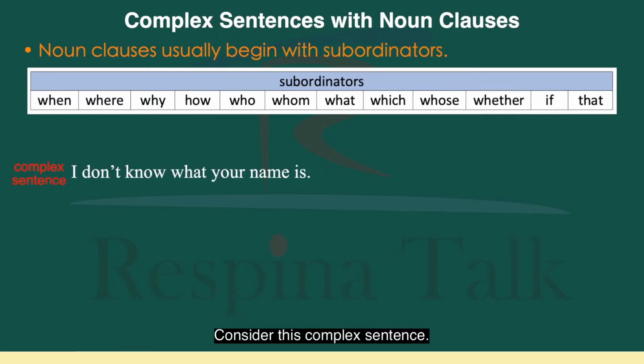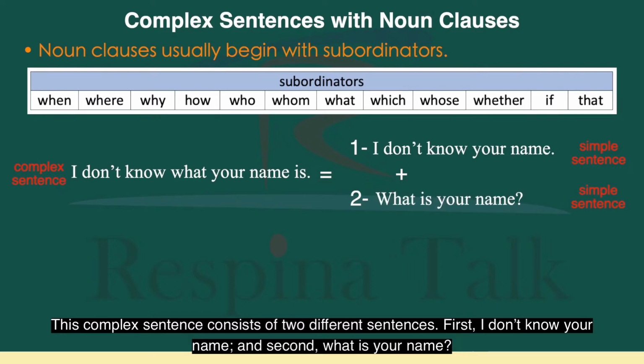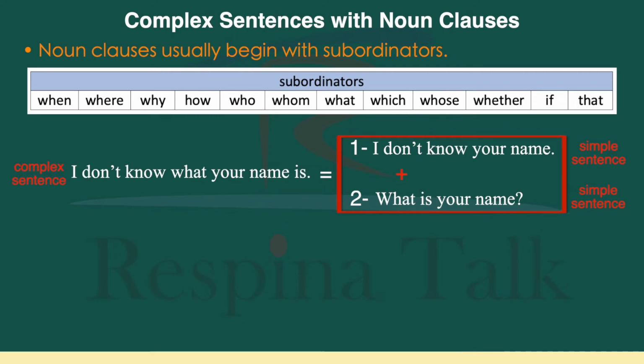Consider this complex sentence. I don't know what your name is. This complex sentence consists of two different sentences. First, I don't know your name, and second, what is your name? When we combine these two separate sentences together, we come up with a new version. I don't know what your name is.